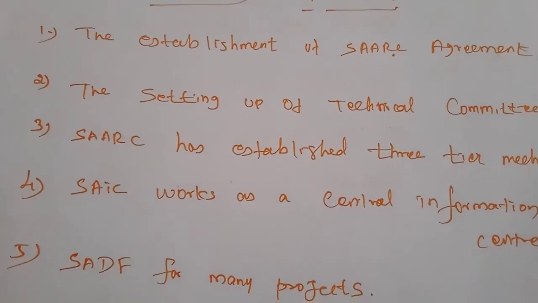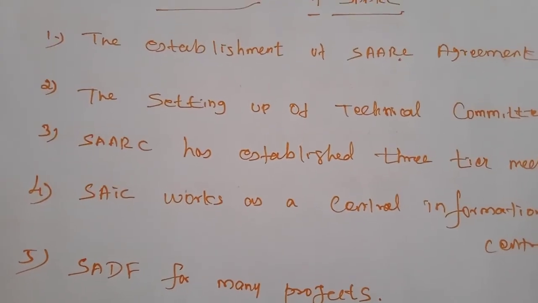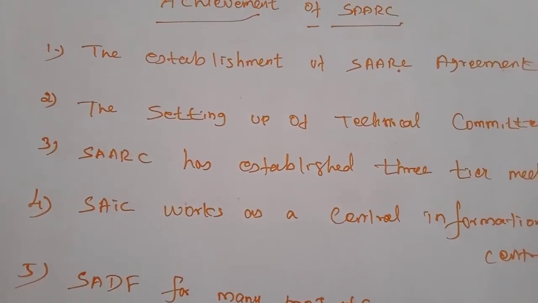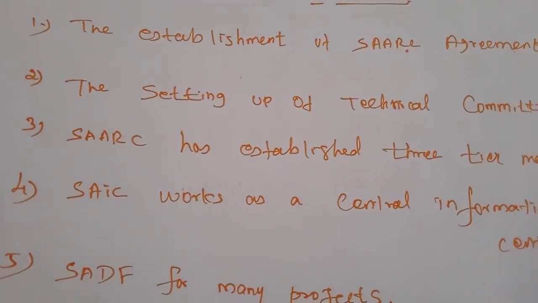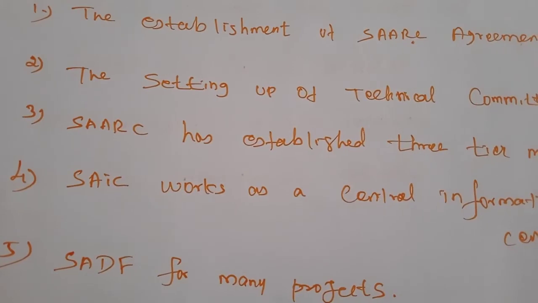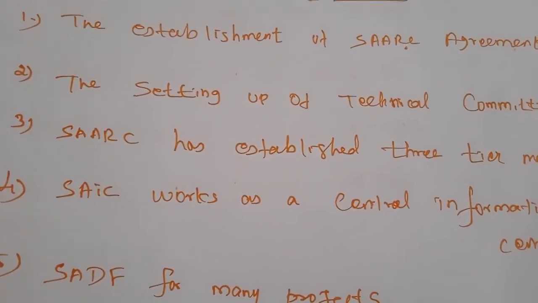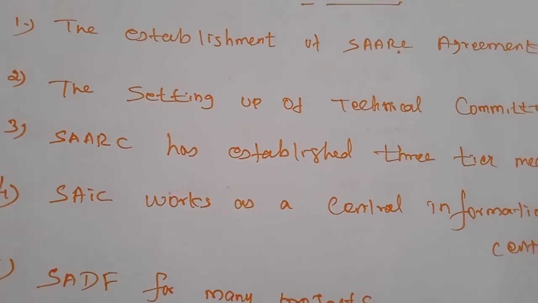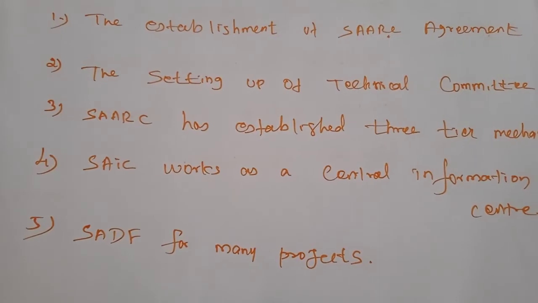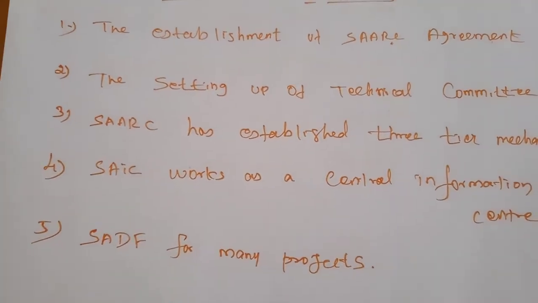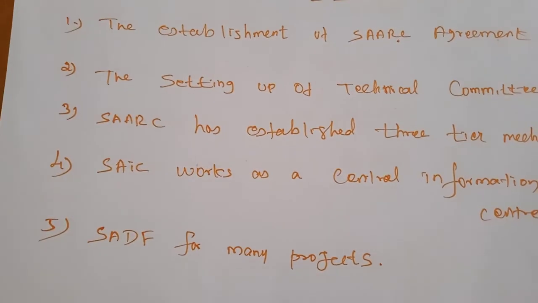Next, the SAARC has established a three-tier mechanism for exchanging information on poverty reduction programs, which is passed on to the member countries. So by establishing a three-tier mechanism for exchanging information on poverty reduction programs, poverty alleviation programs are passed from one nation to another by way of the three-tier mechanism.